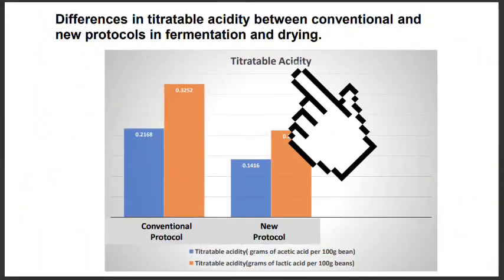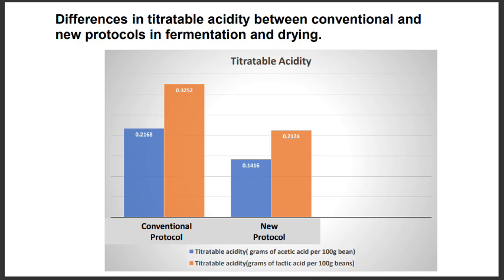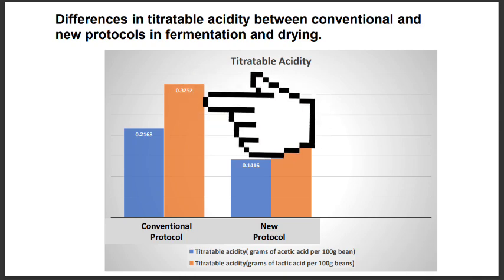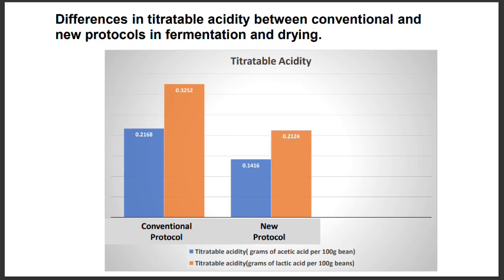Here's the titratable acidity. These are now the organic acids. We can see in here in detail the acetic acid and lactic acid. Sinong mataas dyan? Again, the conventional that we're adapting. And there is even a 35% difference in terms of acidity.